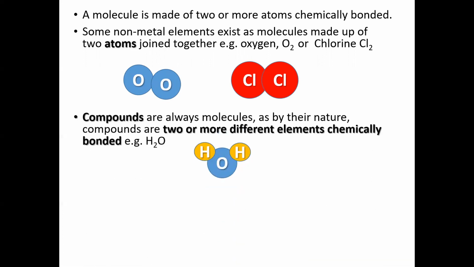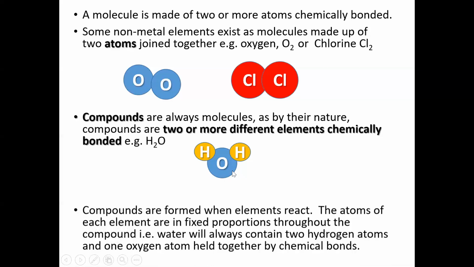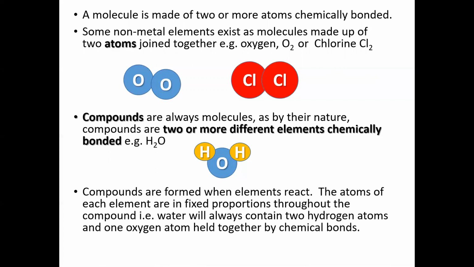Compounds are always molecules. And this makes sense because what are compounds? They are basically 2 or more different elements chemically bonded. So 2 hydrogen atoms, that's 1 element, bonded to 1 oxygen atom, which is your second type of element there. So although you've got 3 atoms there, you've actually got 2 different types of element. You've got hydrogen element, you've got oxygen element, but you've got 3 atoms in total, of 2 different types. So compounds are formed when elements react.